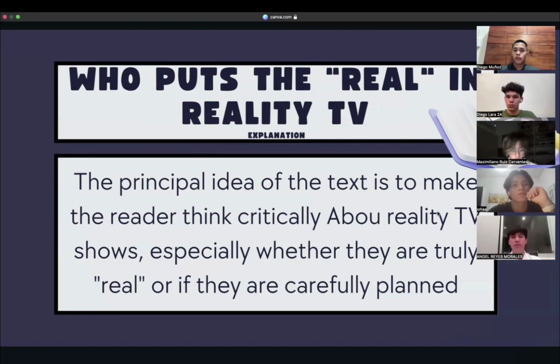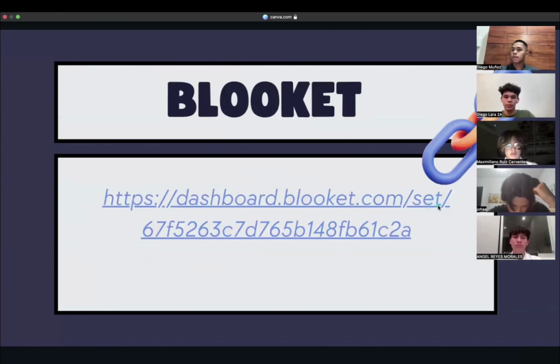The principal idea of the text is to make the reader think critically about reality TV shows, especially whether they are truly real or if they are carefully planned. So let's go now to the booklet. Yes.